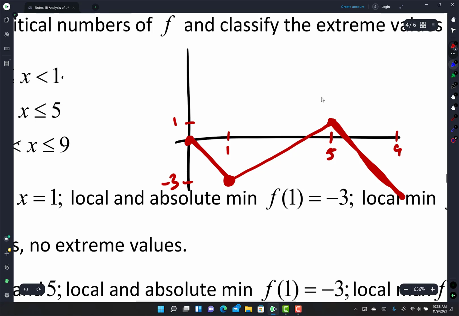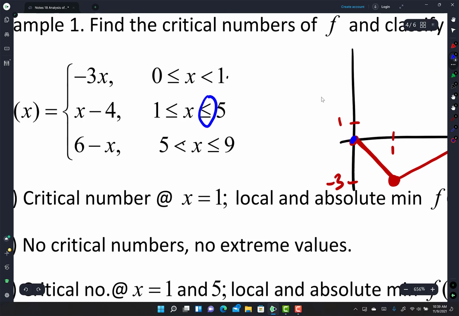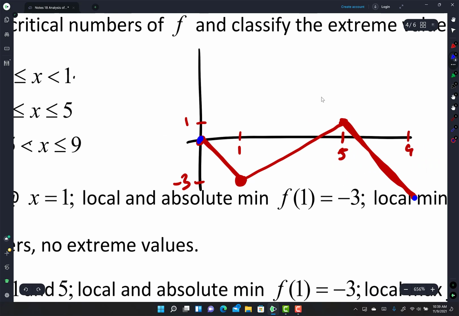So where do I have critical points? I have a critical point at 1, and I have a critical point at 5. I have an endpoint at 0, and I have an endpoint at 9. Are we okay? What's up, Parker? It's open, it's closed because of this one right here. It's a continuous function. Are we okay, guys?